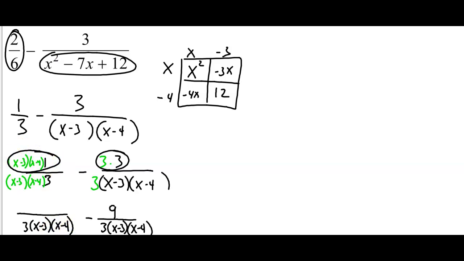I'm going to put this stuff together. x minus 3 times x minus 4, we already know what that is. It's what we started with up here, so I'll just steal that answer and plug it in there. Now that we have our common denominator, we can go ahead and combine these together.